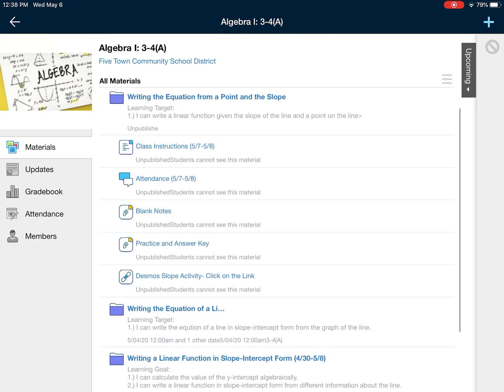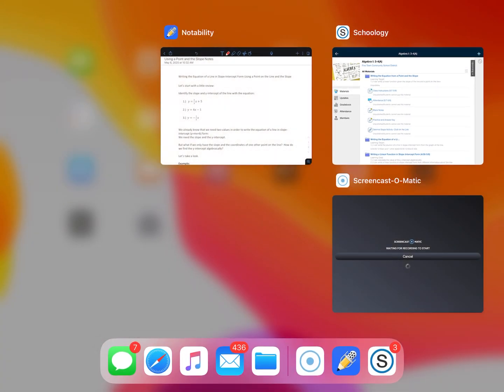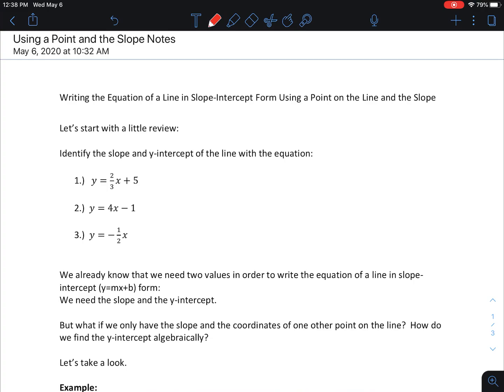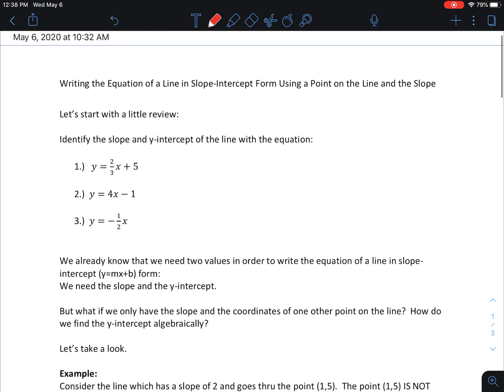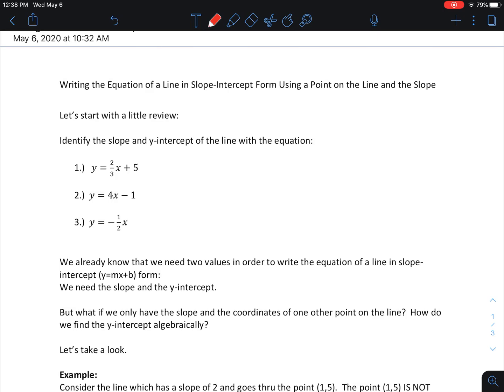So without further ado, let's start talking about what the lesson is for today. Remember that our learning target is that you can write the equation of a line given the slope and the coordinates of a point on that line, okay? So we're sticking with the slope-intercept form. Remember, that's y equals mx plus b, okay? And m, of course, is the slope, and b is the y-intercept of the line.